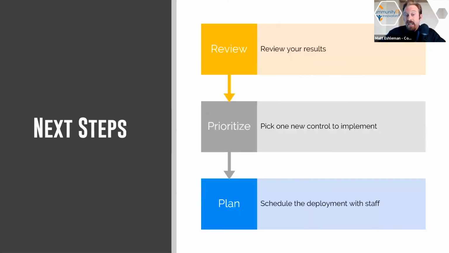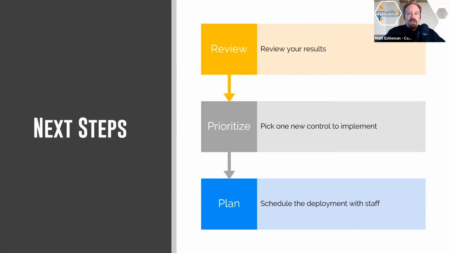So in terms of next steps, if you haven't taken the assessment survey, I would encourage you to go ahead and do that and review those results. You'll get a little email with the questions and then your responses, so you can use that, print it out, check off what you need to focus on. And I would say prioritize one control to implement.